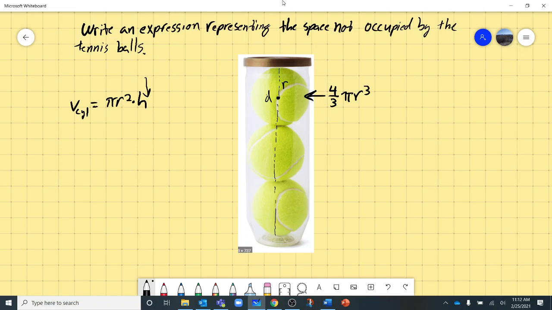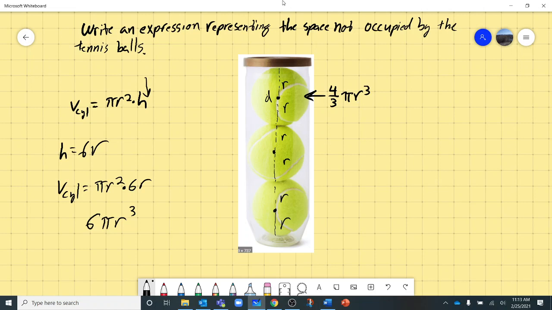Our height is, well, a diameter is 2r. So we actually have 1, 2, 3, 4, 5, 6 r's as our height. Our height is 6r. So then we can rewrite the volume of the cylinder as pi r squared times 6r. Okay, and if we simplify that, pi r squared times 6r, that would give us 6 pi r cubed. That is the volume of our cylinder.